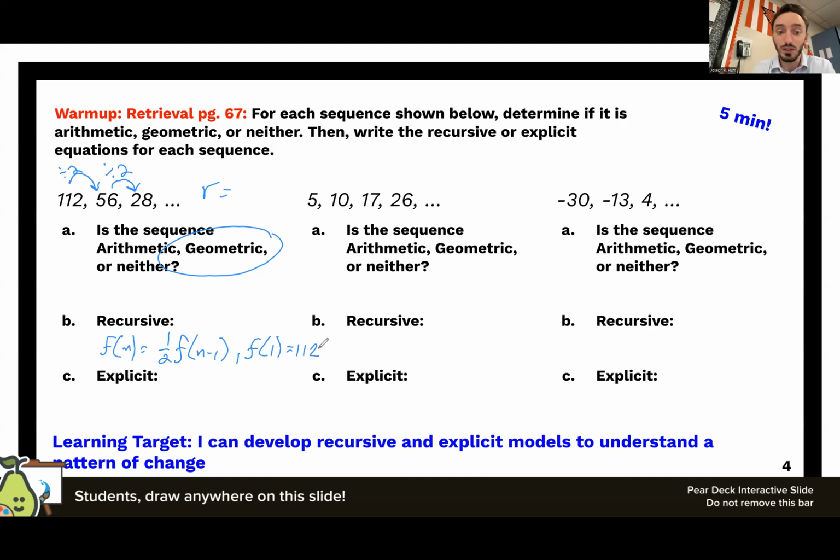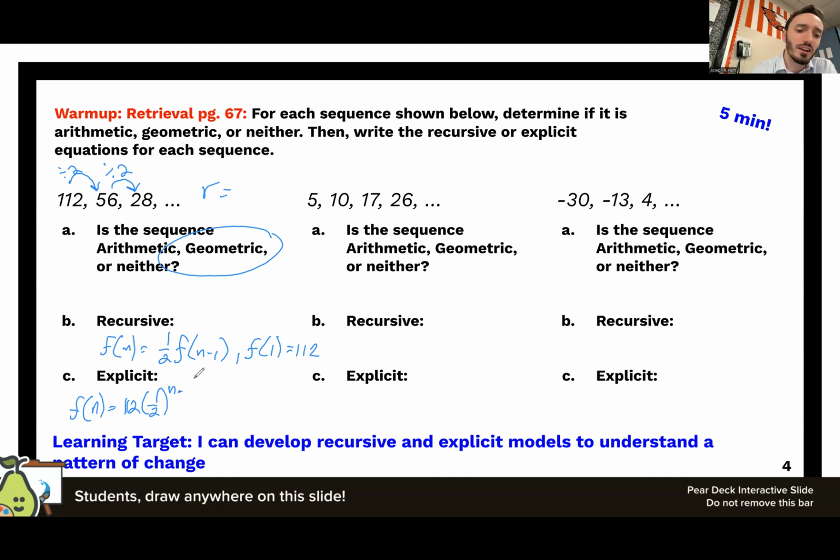If I wanted to write an explicit definition, I know the common ratio, and I know I have this first term of 112, but where we've got to be careful is if I make use of these terms as I see them. So if I say the first term is 112, the common ratio is a half, and then I'm just going to the nth power. Plugging in n equals 1 for that first term of the sequence is ultimately going to get me an output of 56, which is the second term of the sequence.